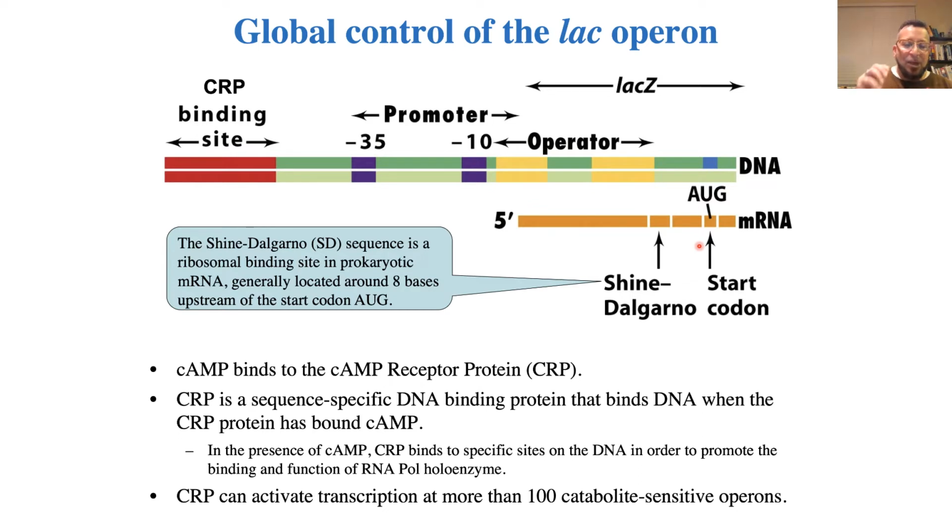the CRP protein binds specifically to the CRP binding site, but only when it is bound by cyclic AMP. So when cyclic AMP levels are low, CRP does not bind the CRP binding site. When cyclic AMP levels are high, it is then able to bind to the protein CRP, and together that dimer is able to bind to the CRP binding site. And that activates the promoter to be able to activate transcription. And we know that there's over 100 different operons that could be controlled by this mechanism of catabolite repression based on the levels of cyclic AMP and the CRP protein.